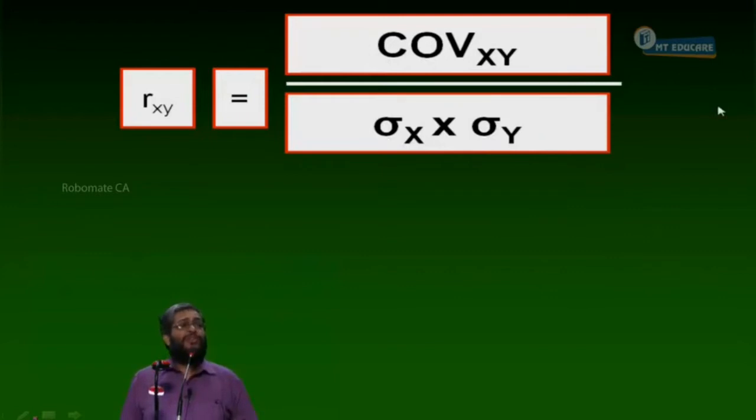Write down. Covariance of x and y, continue writing, covariance of x and y can be calculated as follows. Branch it into 2. First branch.